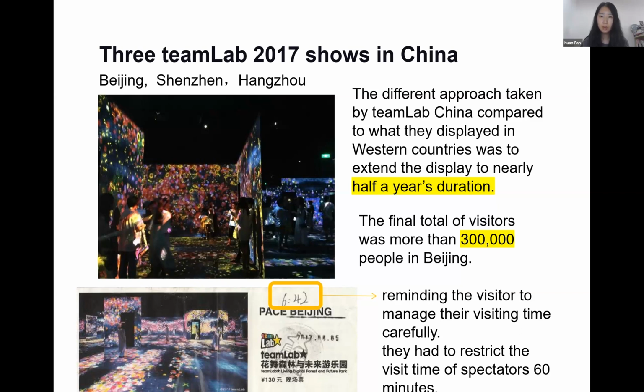The different approach taken by teamLab in China compared to what they displayed in Western countries was to extend the display to nearly half a year's duration. They finally attracted more than 300,000 people to visit in Beijing, and each ticket has a time marked for when you enter the space, to remind the visitor to manage the visiting time carefully. Everyone has one hour to visit.